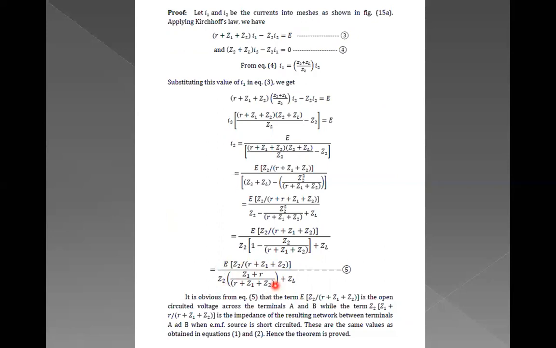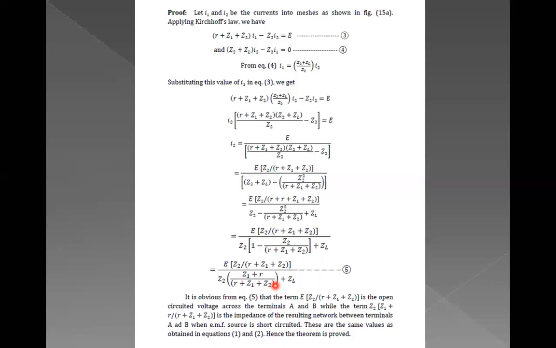So very clearly, by comparing equations 1 and 2 with equation 5, we can say it is the same values we got, and we can say that the theorem is true. So I2 is equal to ETH by ZTH plus ZL. It means any equivalent circuit, according to Thevenin's theorem, can be replaced with a single voltage source ETH in series with a single resistance RTH. So this is all about Thevenin's theorem.